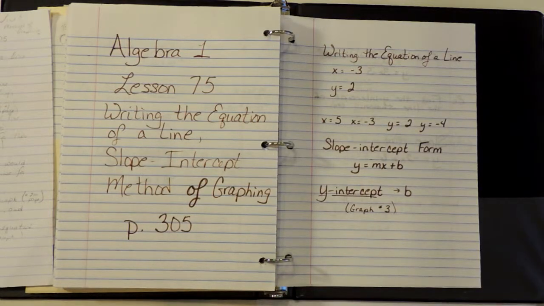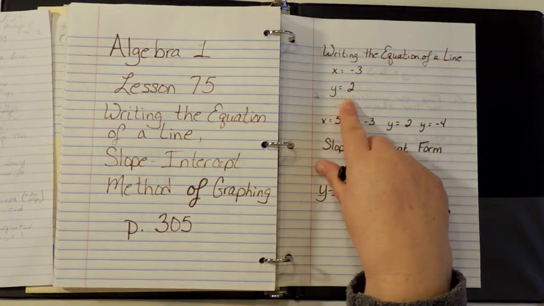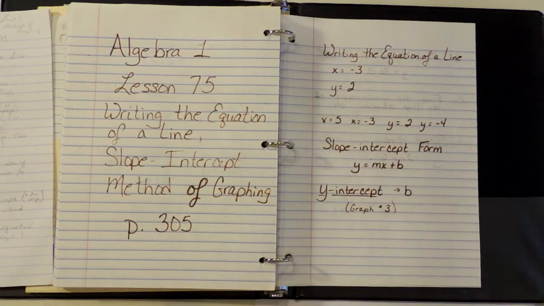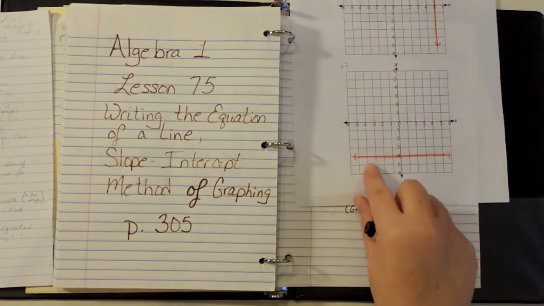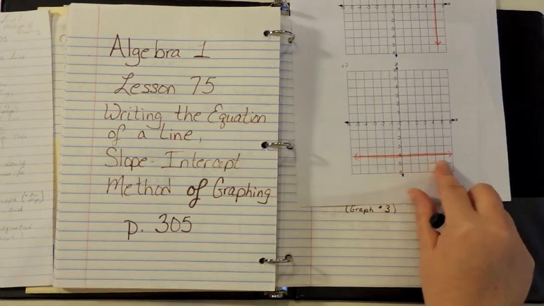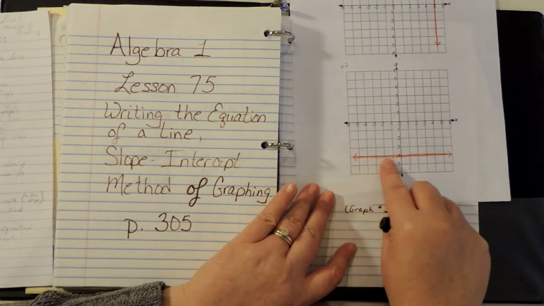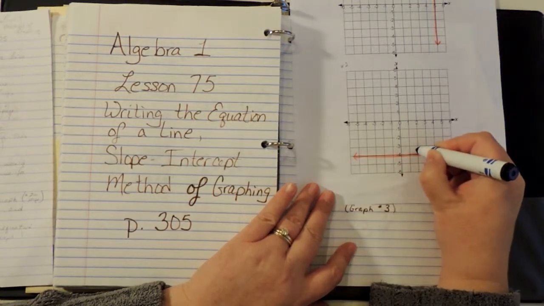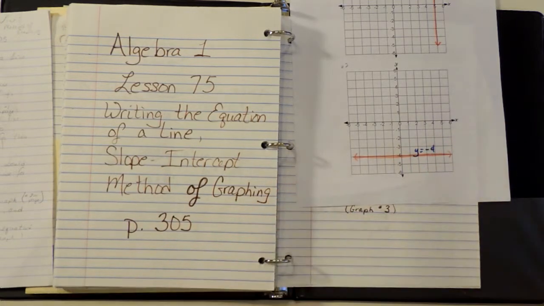Okay? If we graphed y equals 2, it would be a horizontal line because for every x, y equals 2. So let's look at this graph. Here we have a horizontal line. Y is at -4, and it stays at -4 for every value of x. So the equation for this line would be y equals -4.